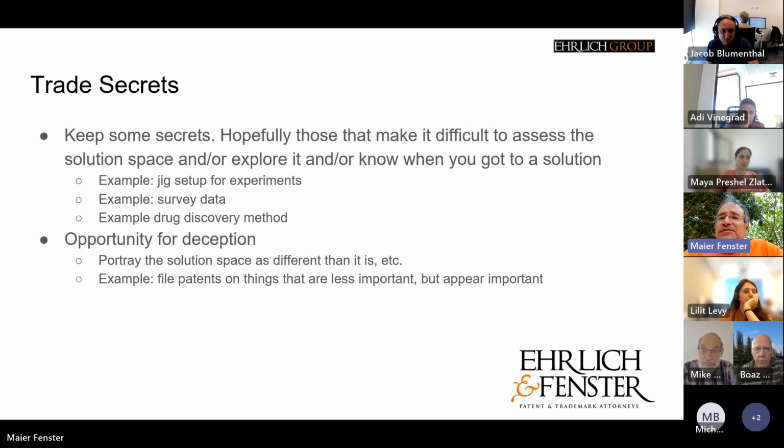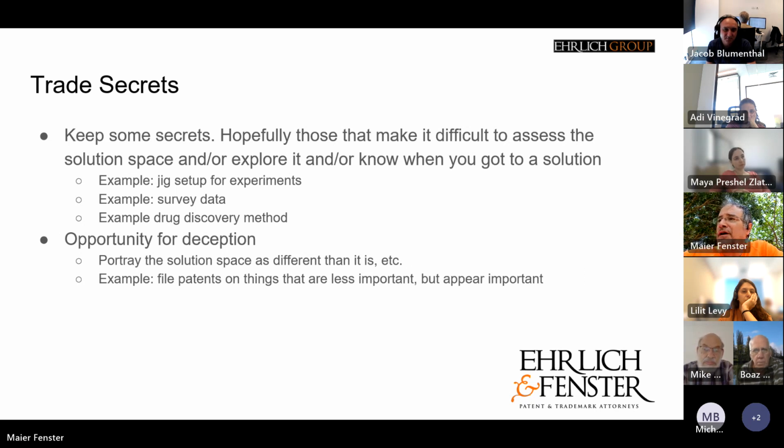If you keep secrets, maybe you're keeping secrets which make it difficult to do provability, maybe difficult to explore, maybe difficult to know what the solution space looks like. Something as simple as what jig setup you should use for an experiment in order to make it easier to do the experiment. Survey data telling you what people want or don't want. A new way of drug discovery.